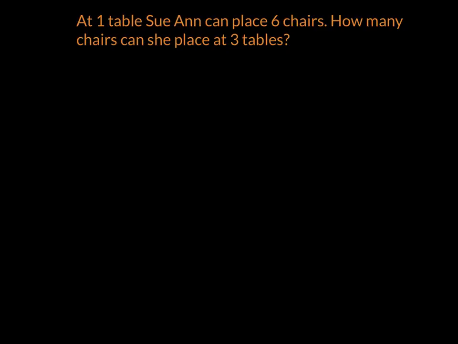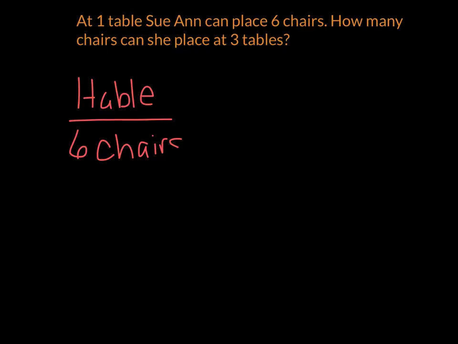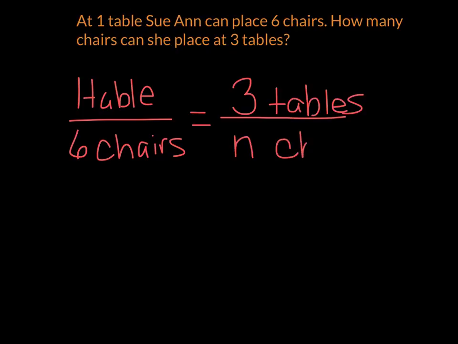We can also use equivalent ratios to solve problems. So in this problem it says, at one table, Sue Ann can place 6 chairs. How many chairs can she place at 3 tables? So here we would write equivalent ratios. We know that at one table, she can put 6 chairs. So we want to know at 3 tables, how many chairs can she put? So I'll just put in chairs because we don't know yet.